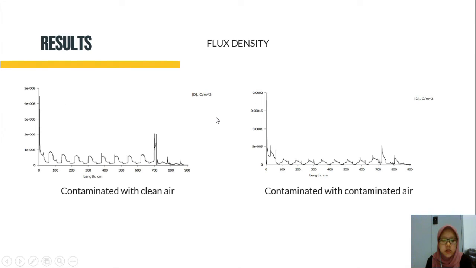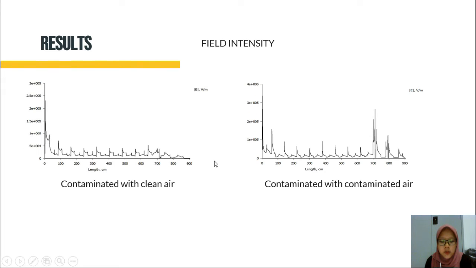For the performance graph of flux density, it shows that the contaminated insulator with contaminated air condition has higher flux density compared to contaminated insulator with clean air condition. For the field intensity graph, it shows that the contaminated air condition also has higher field intensity compared with contaminated insulator with clean air condition.